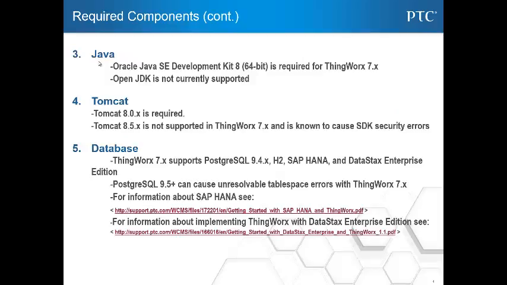Oracle Java SE Development Kit 8, the 64-bit version, is required for ThingWorx 7.x. OpenJDK and earlier versions of the Java Development Kit are not supported. ThingWorx requires Tomcat 8.0. Version 8.5 has been released but is not supported with ThingWorx and is known to cause certain SDK security errors due to a difference in the new cryptography system.